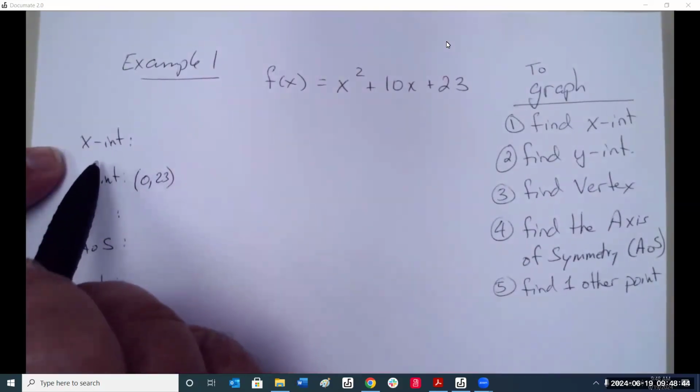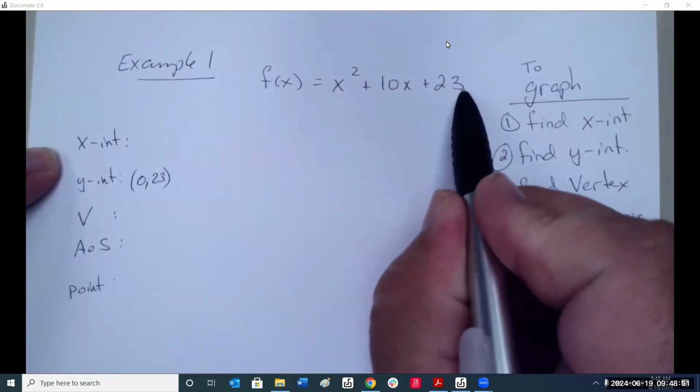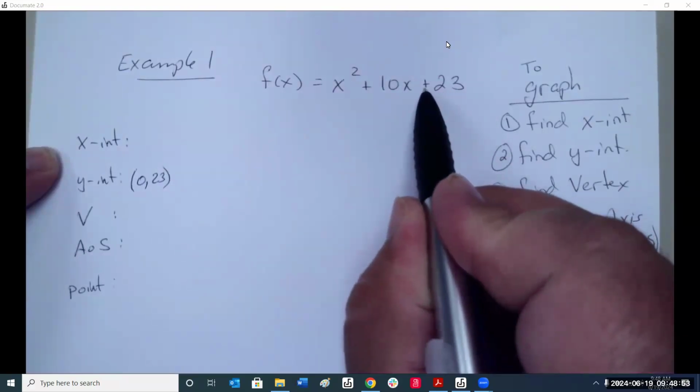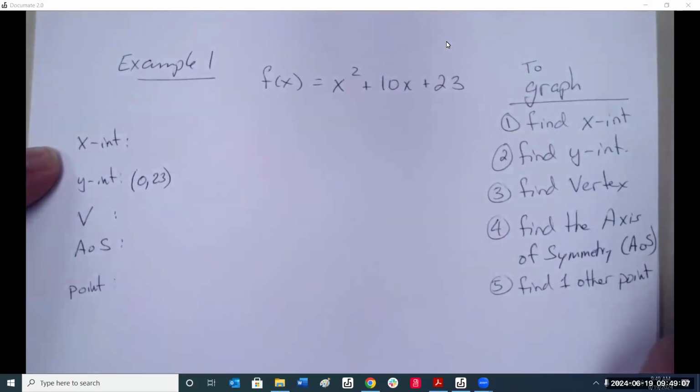The x-intercept. Using which method? It doesn't matter, you can use any method. Well, let's see. What times what is 23, and when you add them, you get 10? So you can't factor because 23 is a prime number. So you use the quadratic formula or you could complete the square. The quadratic formula is less thinking. You don't have to worry about whether it factors or not.